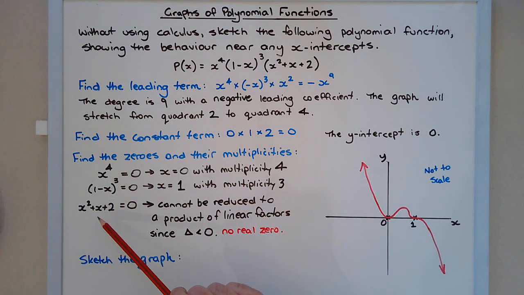And x squared plus x plus 2 equals 0, and this cannot be reduced to a product of linear factors since the discriminant, b squared minus 4ac, is less than 0, so there's no real zero.